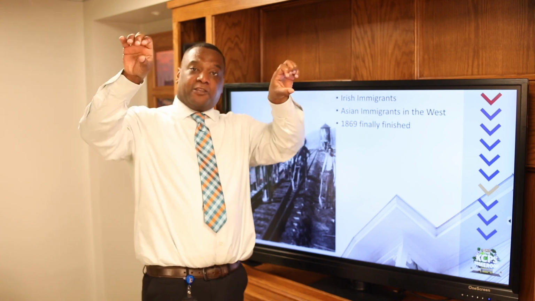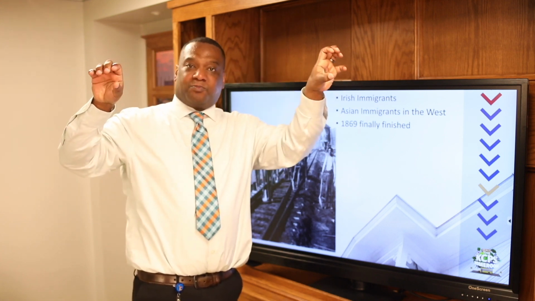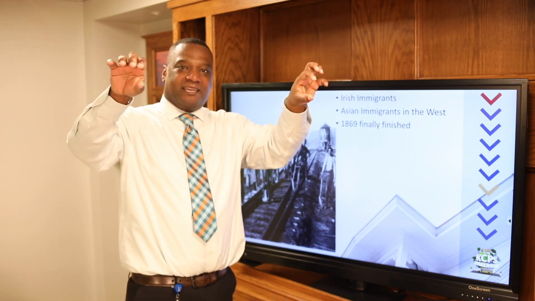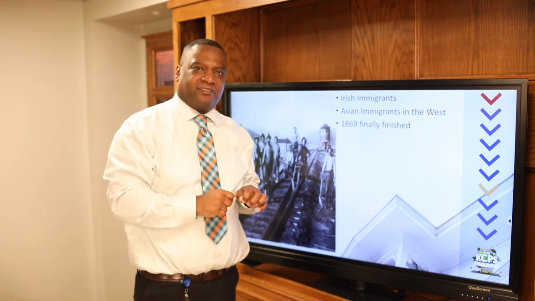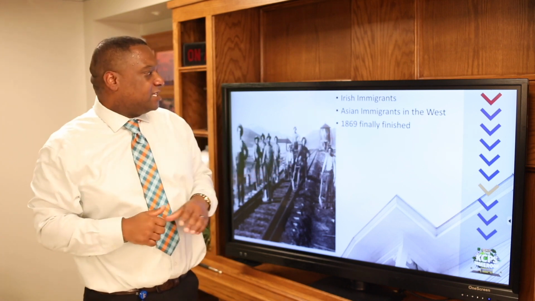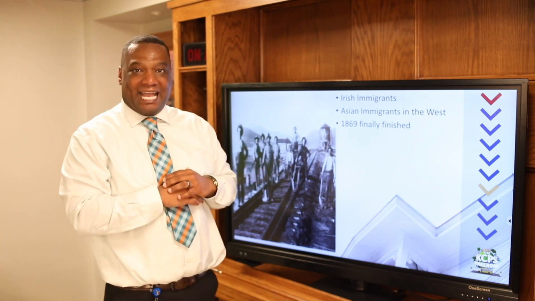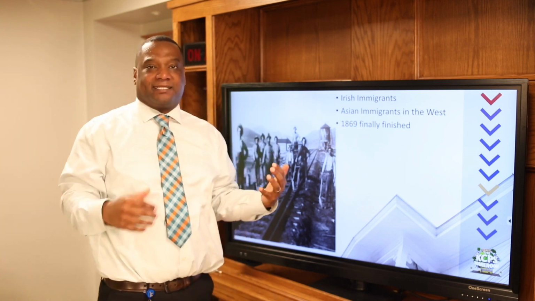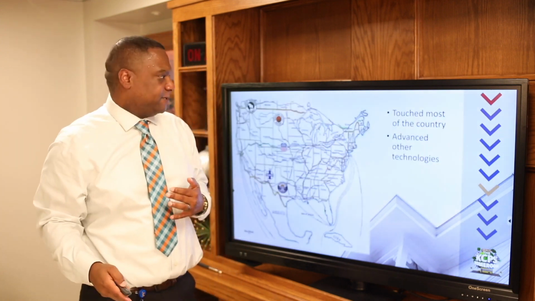So, we're going to talk about the Union Pacific. They have one part that started in Sacramento, California, one part started in Omaha, Nebraska. They met up in Utah, driving their final nail in. So, this railroad was finally finished in 1869. It was started in 1862, so it took about 7 years to finish.